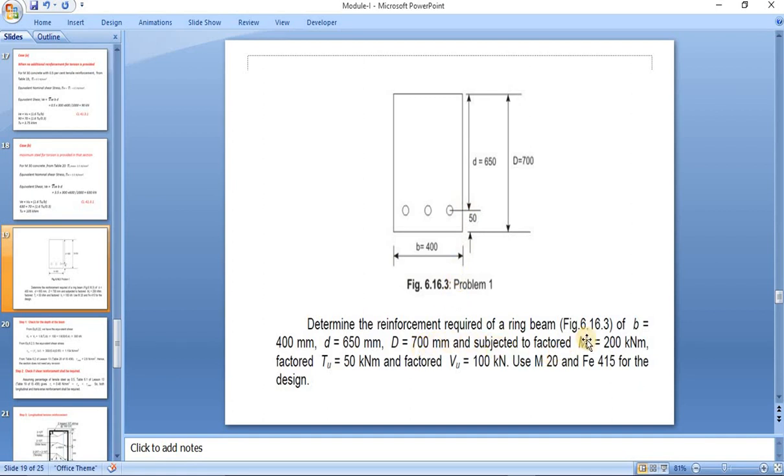It is subjected to factored moment, Mu, equal to 200 kilonewton meter. Always remember, they have given the factored moment, so no need to multiply it with any of the safety factors. The factored torsion is 50 kilonewton meter, and the factored shear force is equal to 100 kilonewton. Use M20 grade of concrete and Fe415 steel for the design. These are the values which they have mentioned.